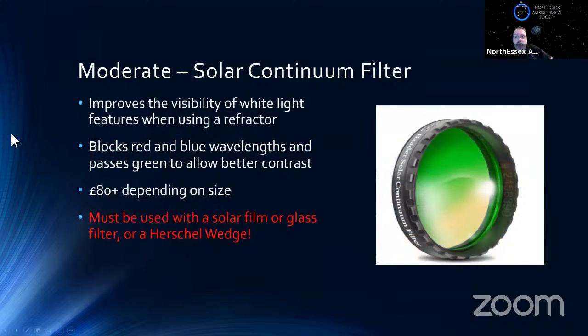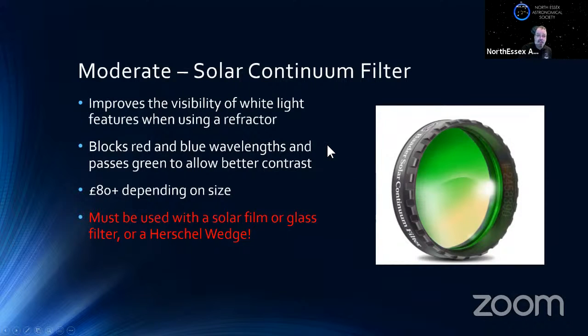If you're observing in white light, one thing you can do is use a thing called a solar continuum filter. It's basically a green filter, and it improves the visibility of some of the features we're going to have a look at, because it blocks the red and blue light and only lets green light through.